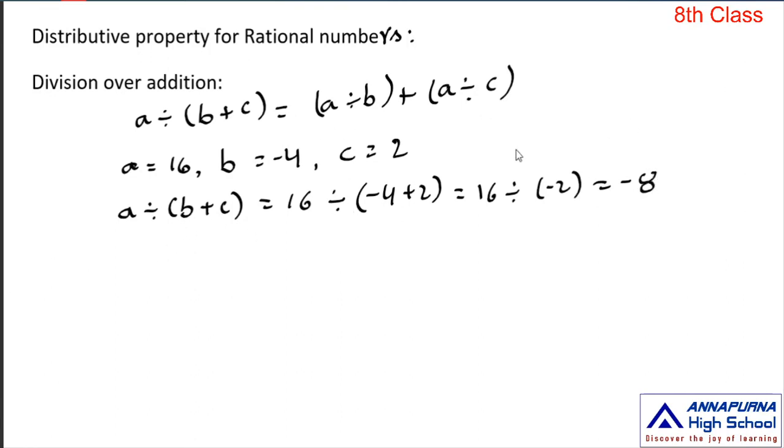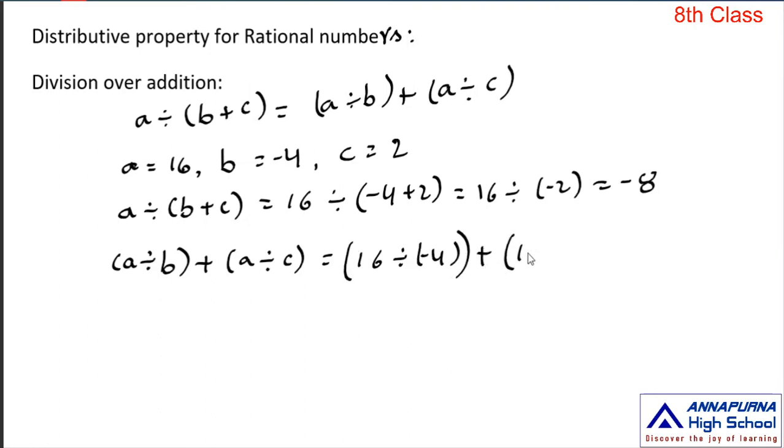And take these three values on the right side part of the condition. That is a divided by b plus a divided by c. It is equal to 16 divided by minus 4 plus 16 divided by 2. So 16 divided by minus 4 is equal to minus 4, plus 16 divided by 2, which is equal to 8. Minus 4 plus 8 is equal to plus 4.